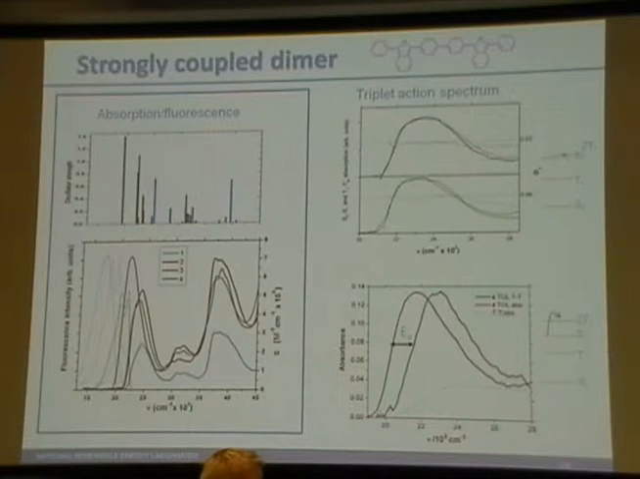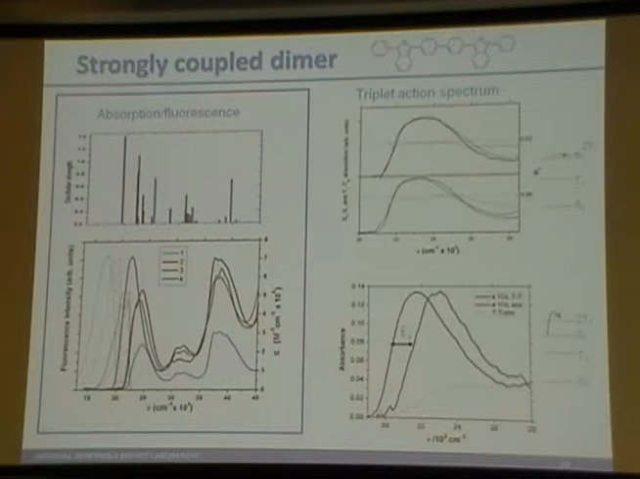However, we noticed something about the triplet formation process that caused us to say, well, maybe this isn't the right thing to do. If you look at what's called the action spectrum of triplet formation, essentially it's sitting on a peak of the triplet absorption, measuring the triplet quantum yield as a function of the wavelength that you're scanning over. And then you compare that to the absorption spectrum. So for the weakly coupled dimers, the action spectrum and the absorption spectrum look identical. The triplet yield doesn't matter. It doesn't matter where you excite the molecule, you get the same triplet yield.